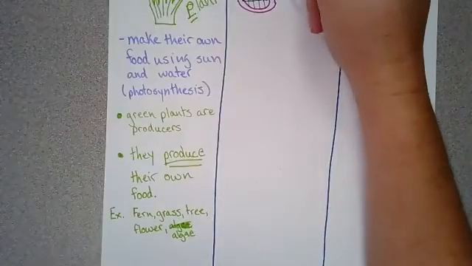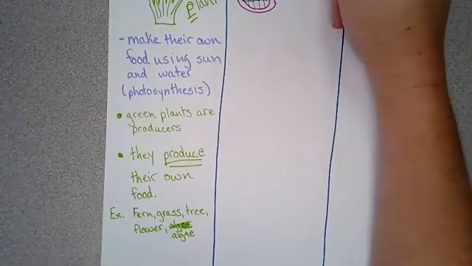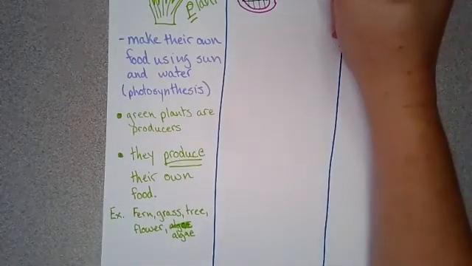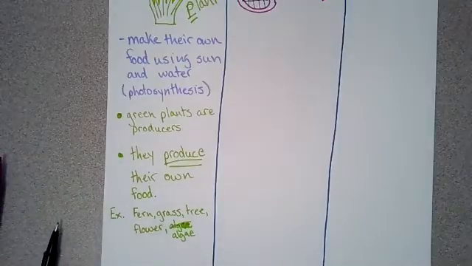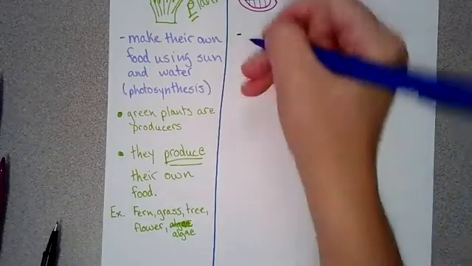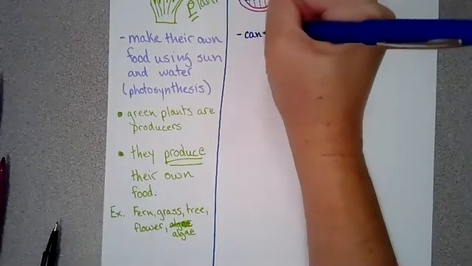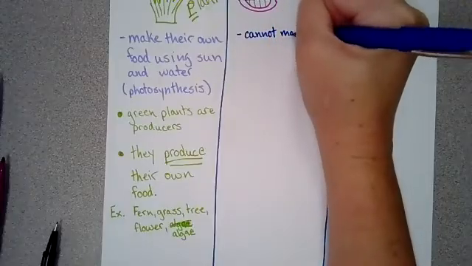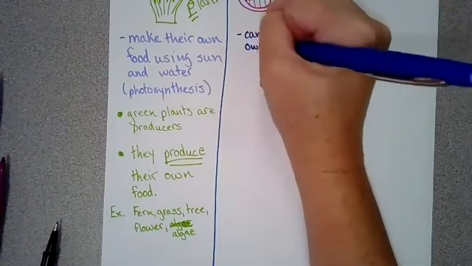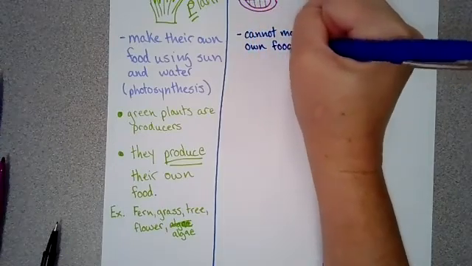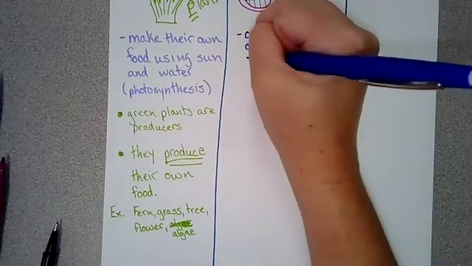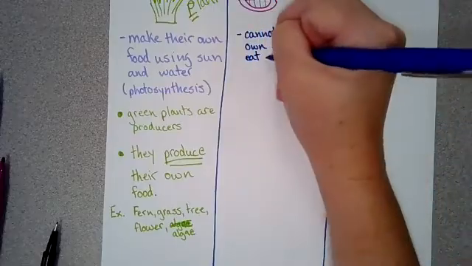Consumers eat. They have to eat other things. They cannot make their own food. So let's list out some definitions for this. So they cannot make their own food. They eat other plants and animals. So there are different types of consumers.